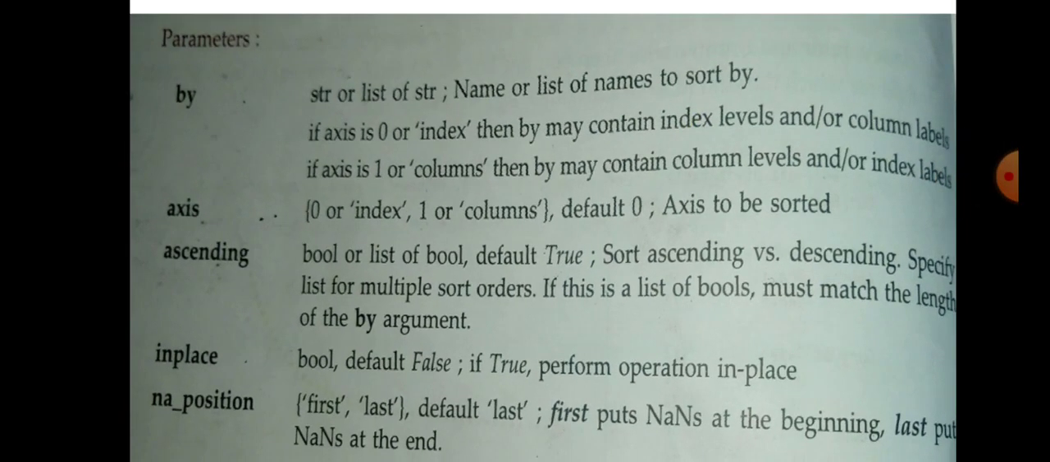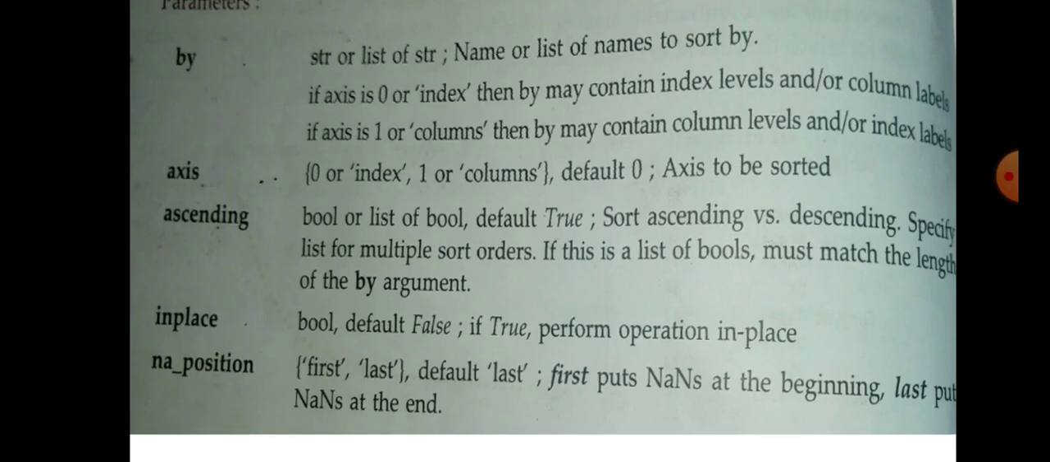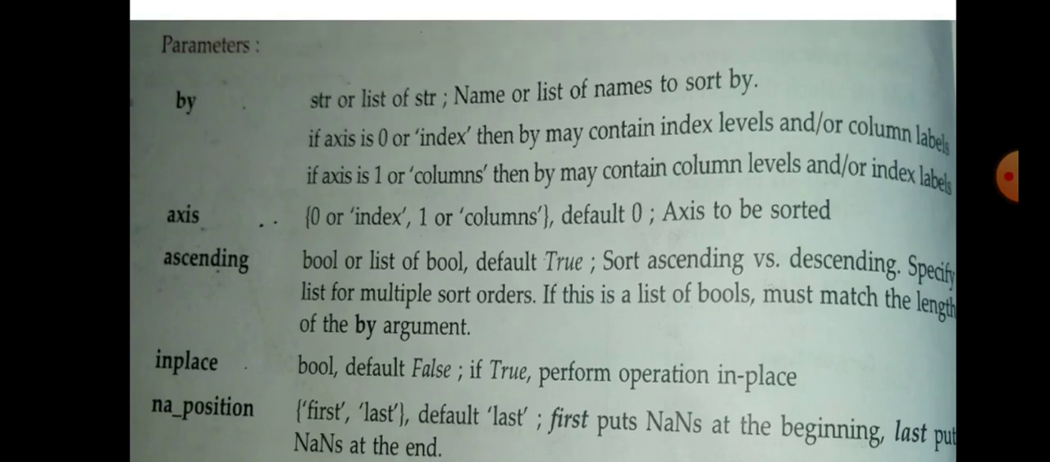Most of the time we use just by, and if we want to sort values on different columns, then we use axis is equal to 1.